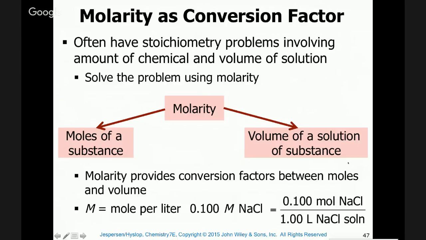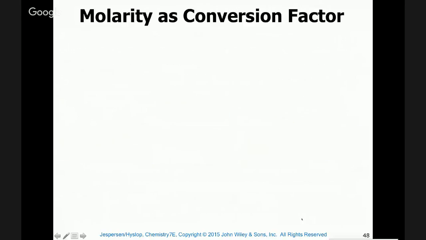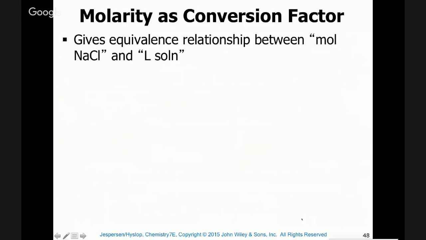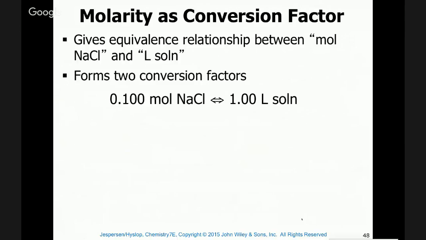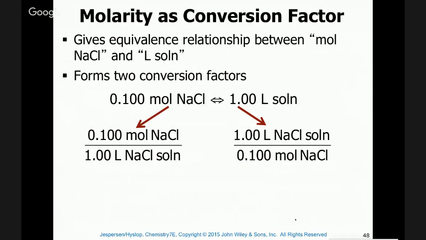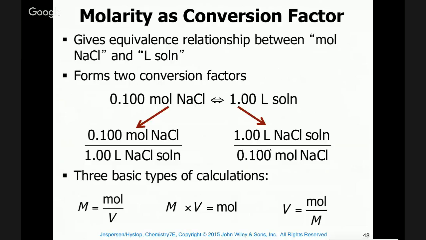So again, we see this here. It's moles per liter. So it forms 2 conversion factors. We can see those. We have one over the other, just like the relationship we saw earlier in stoichiometry in chapter 3. There are 3 basic types of calculations. So we have molarity equals moles per volume. The molarity times the volume will give us moles, or the moles divided by molarity will give us volume.